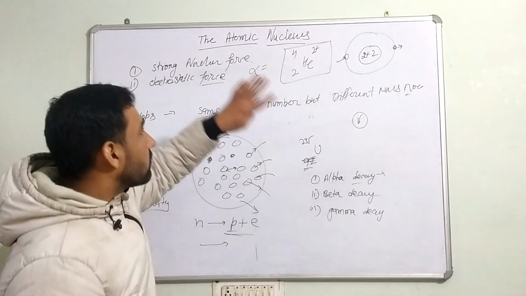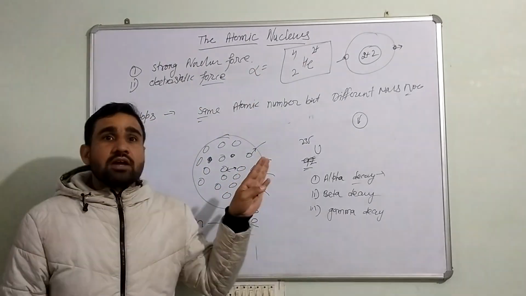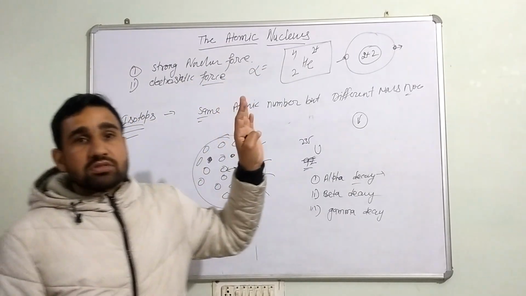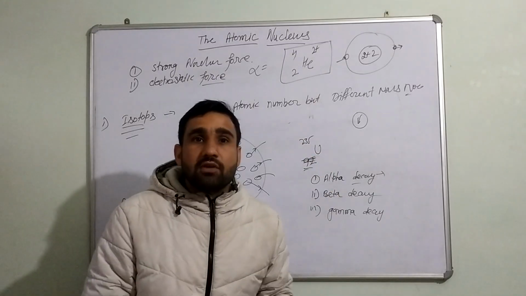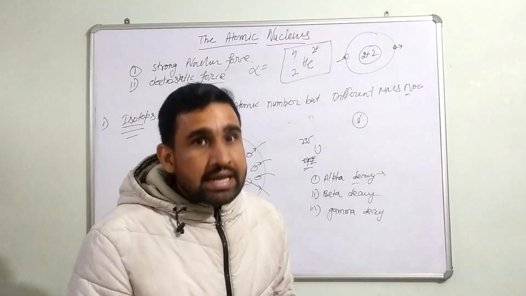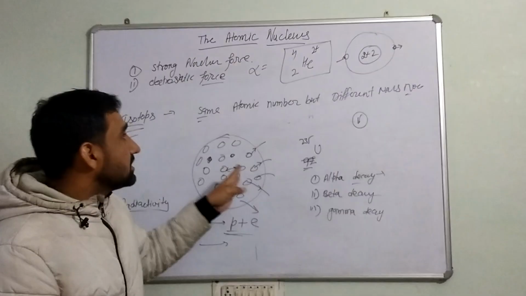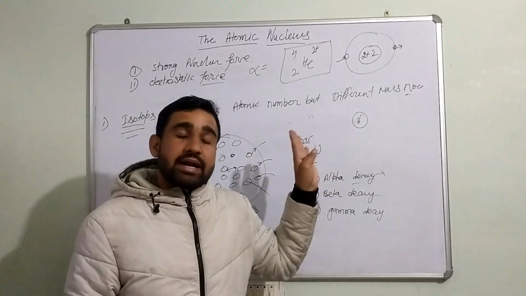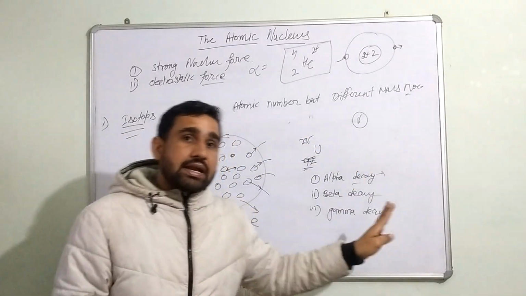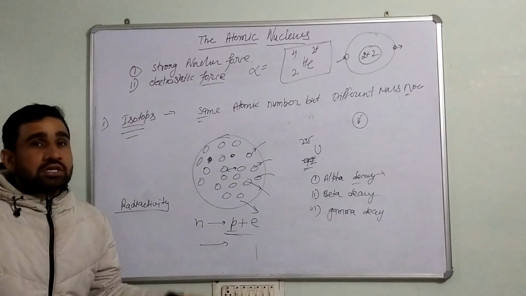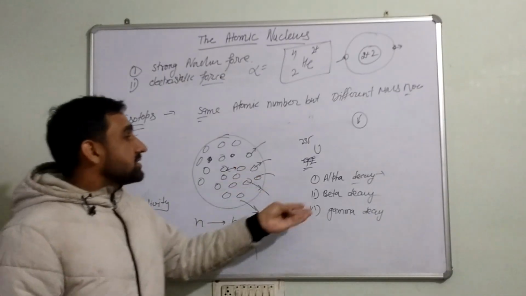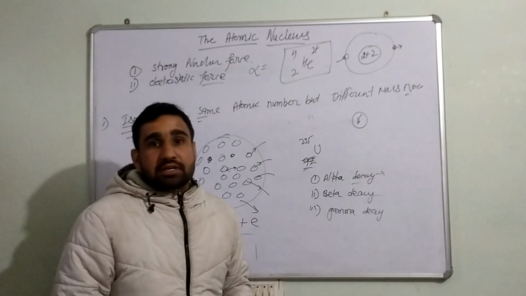In this whole lecture on the nucleus, we understood how the nucleus is composed, what it is made up of, which force binds the nucleus, and how the electrostatic force gives rise to radioactivity, that is alpha decay, beta decay and gamma decay.